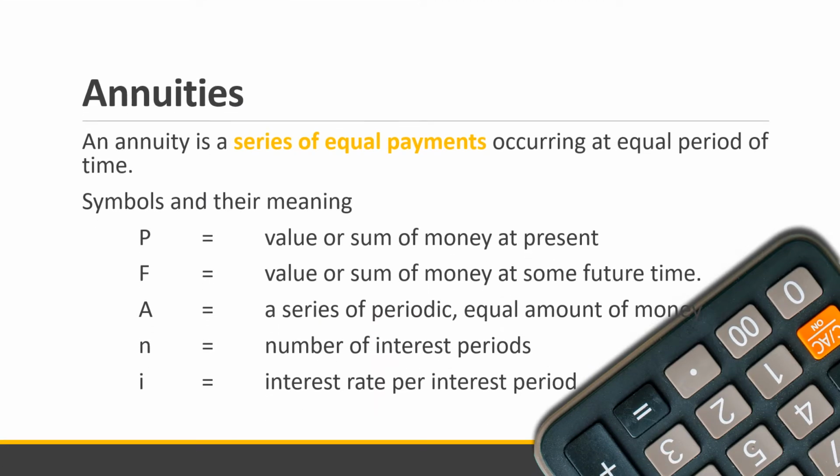By definition, an annuity is a series of equal payments occurring at equal periods of time. In simple terms, kumbaga parang installment siya.